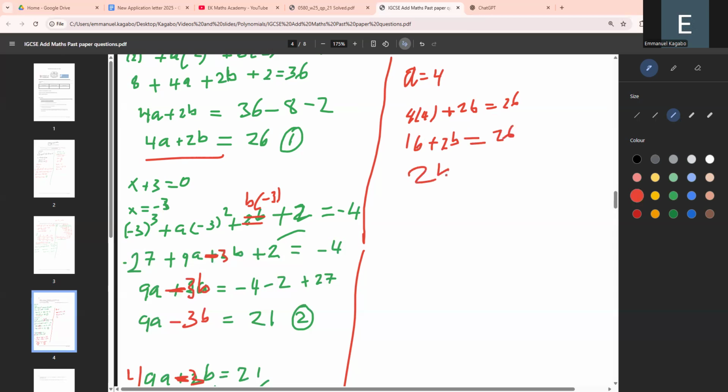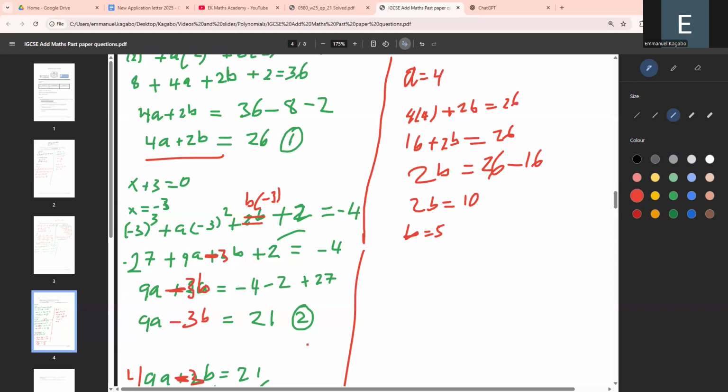Now 2B will be equal to what? 26 minus 16, right? I would gather here. So 2B is equal to 10, right? So divide by 2 both sides. So B is equal to 5.